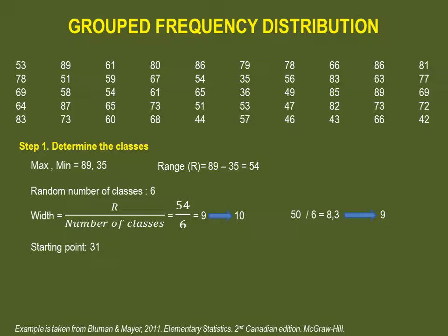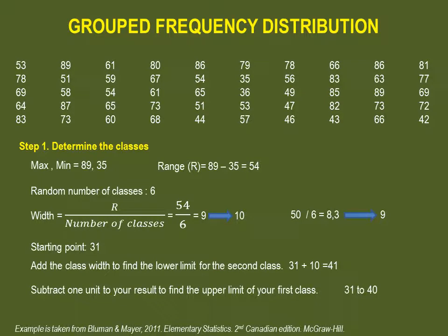Now the next thing to do is to figure out a starting point for the lowest class limit. This can be the smallest data value or any convenient number that is smaller than the smallest data value. In this case, we have chosen 31 as our starting point. Now, add the class width to find the lower limit for your second class. So 31 plus 10 is equal to 41. Subtract 1 unit from your result to find the upper limit of your first class. So our first class will be 31 to 40.